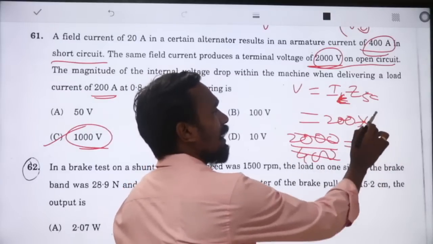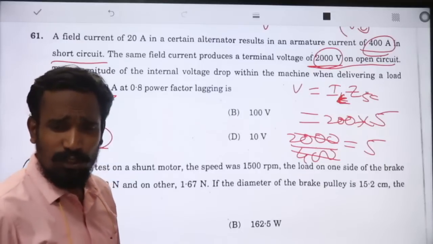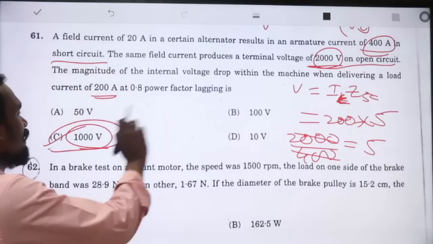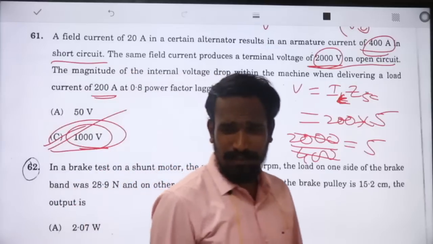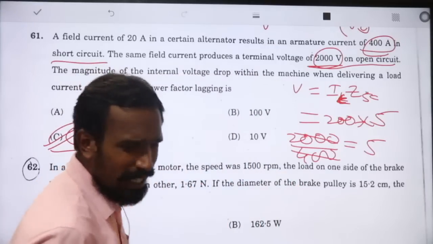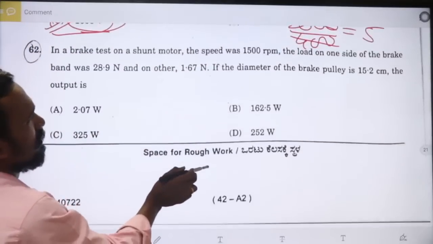So the ZSC is 5. 200 multiplied with 5. Very good, Sai Prithvi. Yes, this is 1000 volts. Yeah, this is a very easy question and a repeated question with numericals.